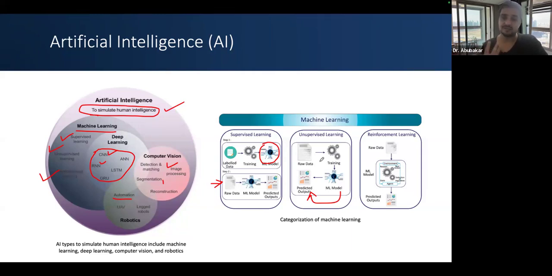So because it has some type of data behind it already. Then reinforcement learning, right? In which we input the raw data, and then there is an environment where we have the best agent and we have the states of the different algorithm. This is happening inside the machine model, right? And then we have the predicted output.